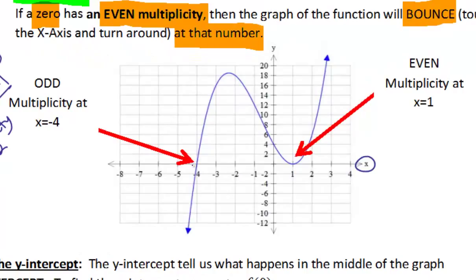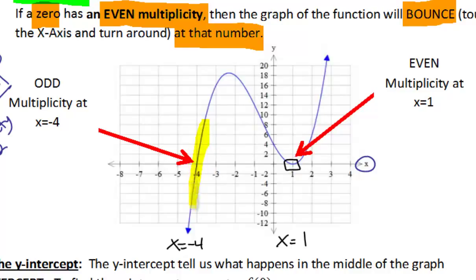Here's your x-axis, and notice we're crossing the graph at this point at x equal to -4, and then here at this point at x equal to 1. Well, those are my zeros. Those are my x-intercepts. But it appears that x equals -4 has an odd multiplicity. Well, how do I know that x equals -4 has an odd multiplicity? Because if we take a look at x equals -4, notice that we cross. We go from one side of the x-axis to the other side of the x-axis at that point.